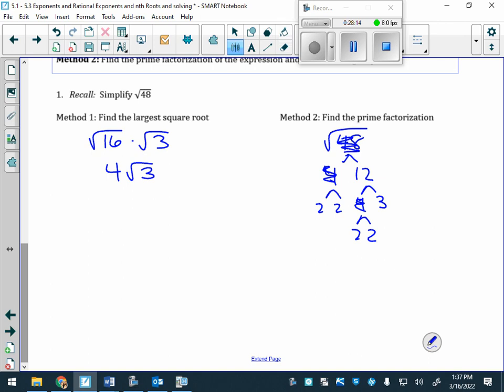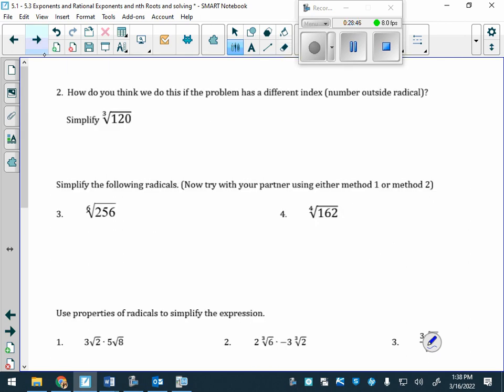Okay? So this is a square root, so I'm looking for pairs. So I have a pair of 2's, 1 comes out. I have another pair of 2's, another comes out. If something's not circled, it stays inside. So I do end up with the same answer. One is looking at perfect roots. One is getting down until you can't go any further: prime factorization.